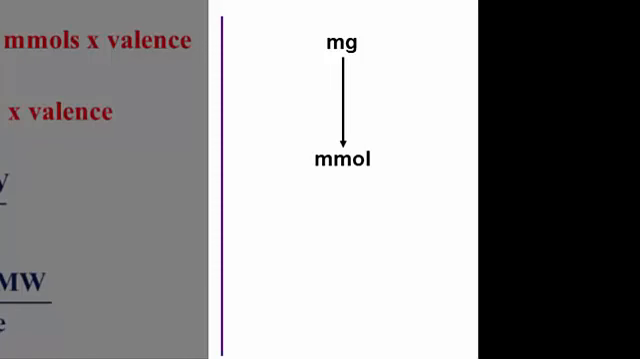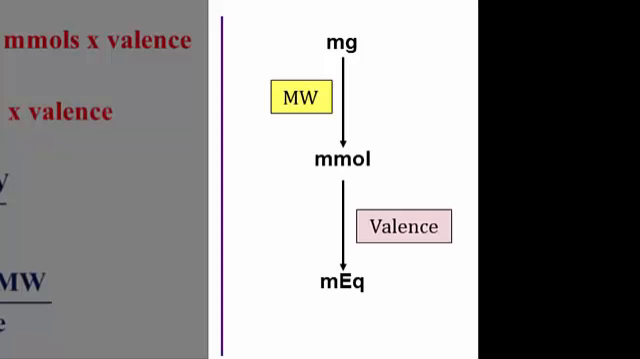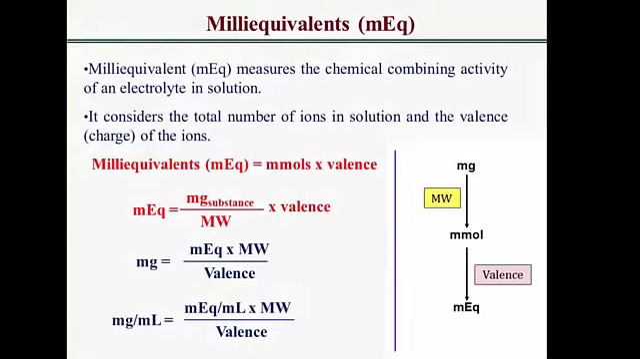To move from milligrams to millimoles, you need the molecular weight. You divide the milligrams by the molecular weight, and that gives you millimoles. To move from millimoles to milliequivalents, you need the valence. You multiply the millimoles by the valence, and you get milliequivalents. You should be really comfortable accurately interchanging between these three units of dosing electrolytes.